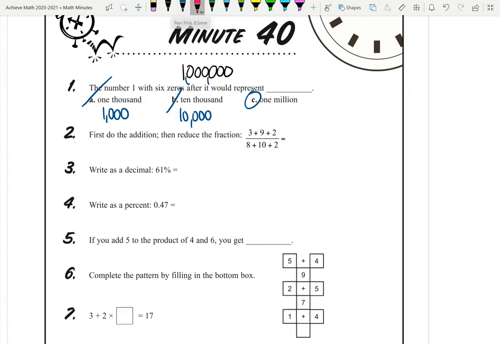All right, number 2. First add, then reduce. So the sum of 3, 9, and 12 is going to be 24. 8 plus 10 plus 2 is going to result in 20. Okay, now I'm going to have to reduce this fraction. So I'm going to look for the common factors between 24 and 20. Then let's go ahead and continue.